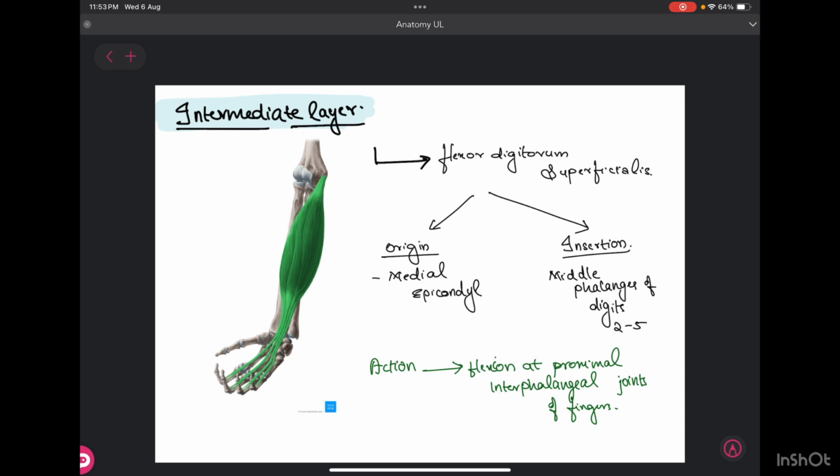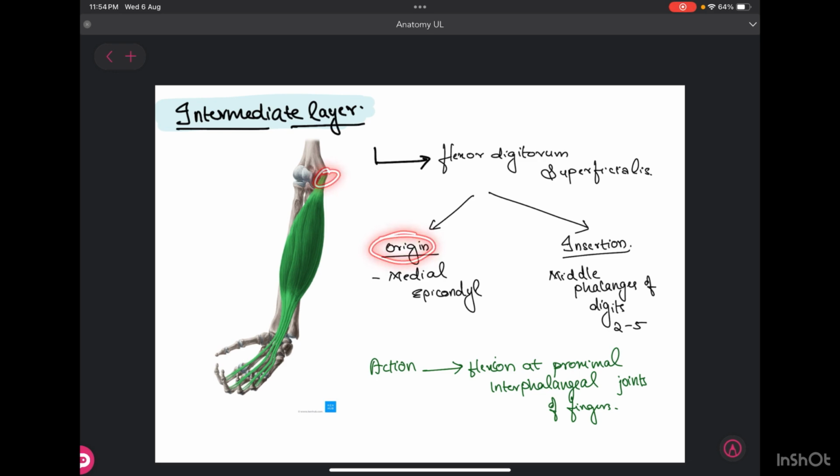Coming on to the intermediate layer, we only have a single muscle over here, that is flexor digitorum superficialis. So it is superficialis, it is superficial. So something is there in the deep, right? Yes, that is flexor digitorum profundus. The word profundus means deep. We have a superficialis, so we will also have a deep muscle. Flexor digitorum, of course, is a flexor of the digits, inserted into the digits. And superficialis, from the name itself, it is superficial.